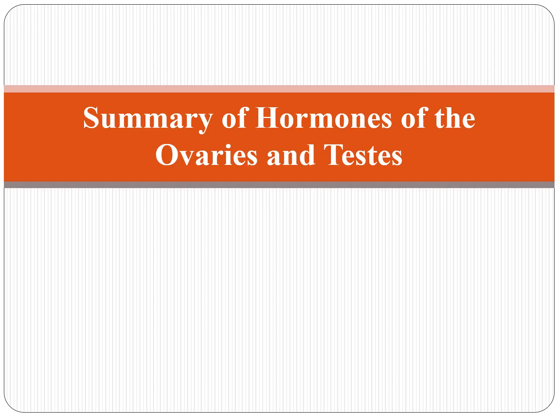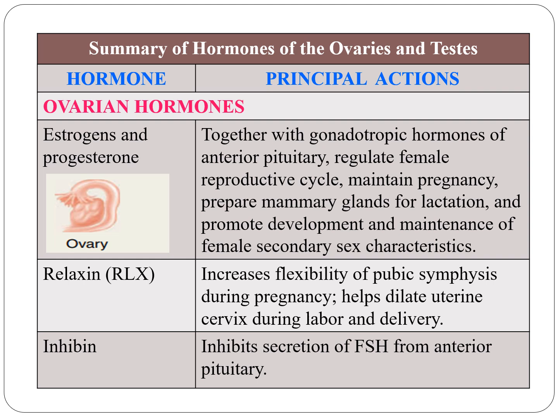Now let us discuss the summary of hormones of the ovaries and testes. Coming to ovarian hormones, the first one is estrogen and progesterone. Together with gonadotropic hormones of the anterior pituitary, they regulate the female reproductive cycle, maintain pregnancy, prepare mammary glands for lactation, and promote the development and maintenance of female secondary sex characteristics.